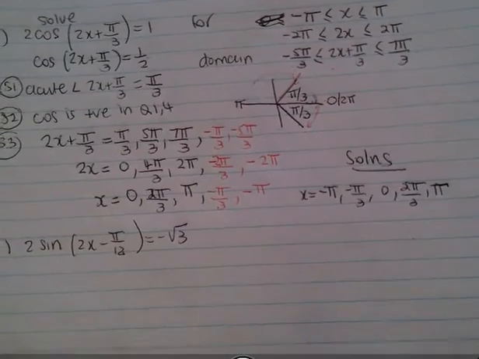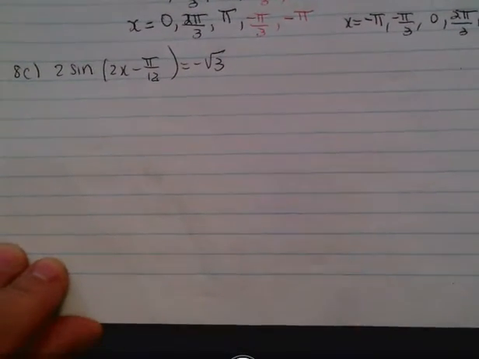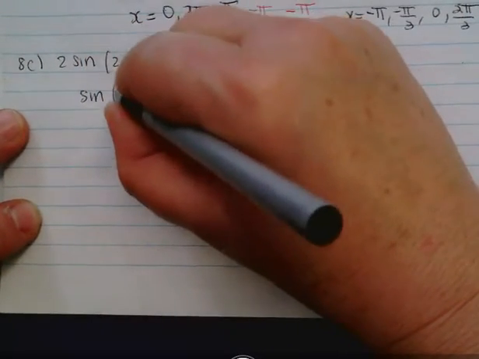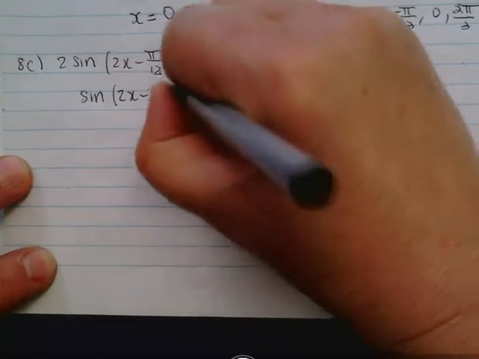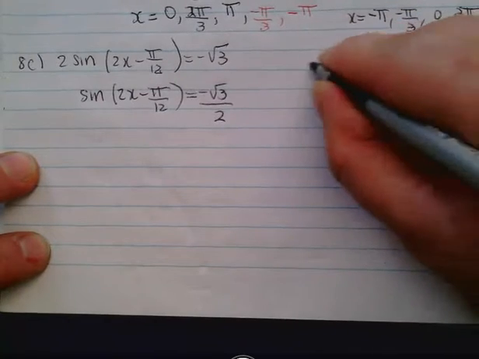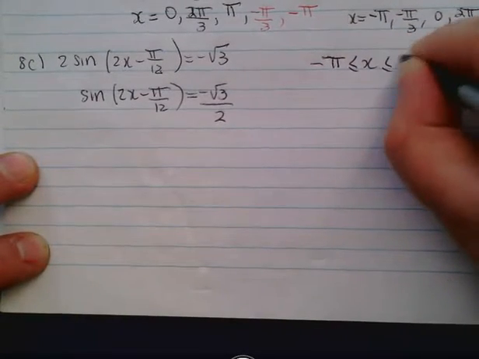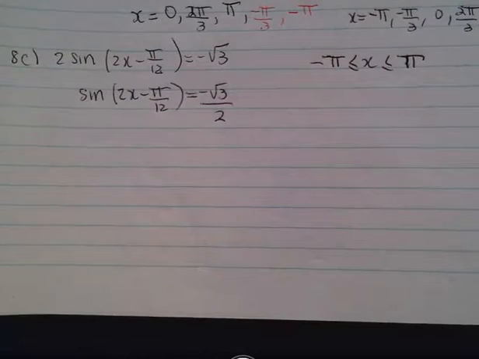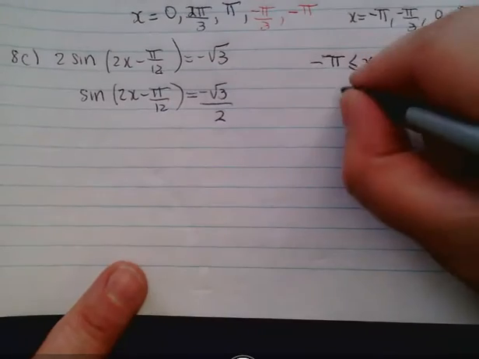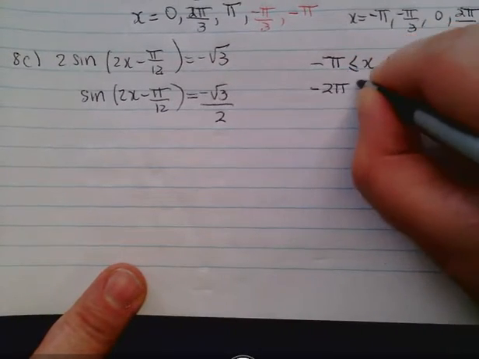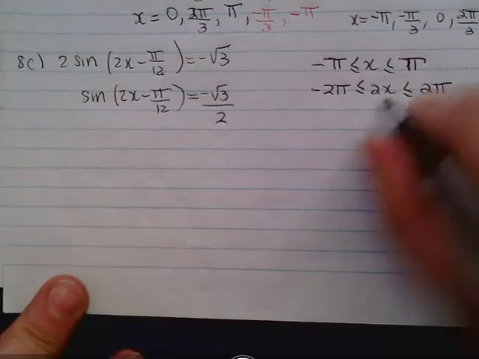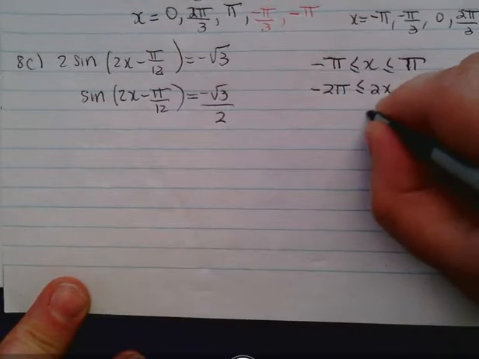All right? And now, just do this one here, 8c from the examples. So first thing, let's just divide through by 2. And we also need to fix up our domain. So the domain is from negative pi to pi for x. However, we've got 2x minus pi on 12, so we need to multiply through by 2. So we get negative 2 pi is less than or equal to 2x, which is less than or equal to 2 pi. And then we need to subtract pi on 12 from each of these values.